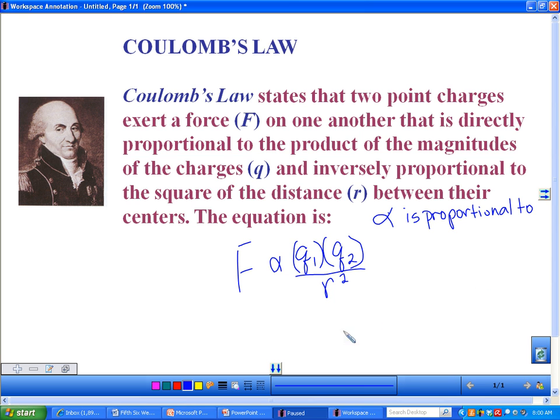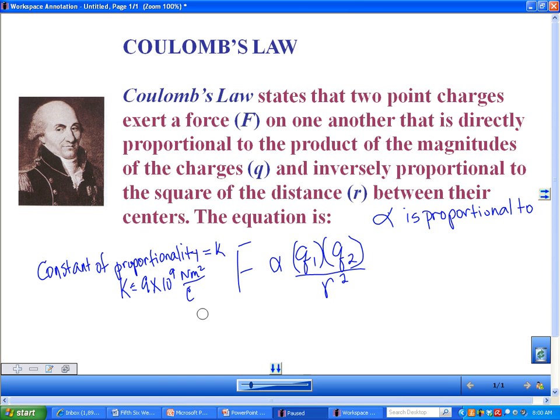Now, that's all well and good, but I can't do any math with simply is proportional to. I need to change that to an equal sign. So to do that, I have to introduce something called a constant of proportionality. In this case, my constant of proportionality, and that's just a value that always makes it be an equation as opposed to a relationship, proportionality. I'm going to use a K for this particular law, and my K is equal to 9 times 10 to the 9th newton meter squared over coulomb squared.